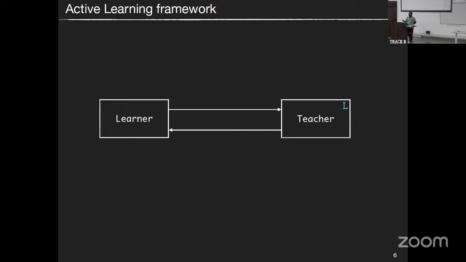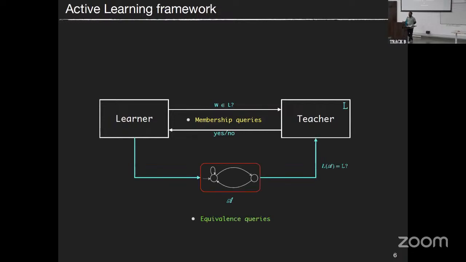It can ask two kinds of queries. One is a membership query. The learner can ask whether a word is in the language L or not, and the teacher will say yes or no. This is easy. Then the learner will do some calculation, come up with a hypothesis, and ask the teacher whether this is the language you have. The teacher will either say yes, exactly, or give a counterexample saying no. So this is the framework.